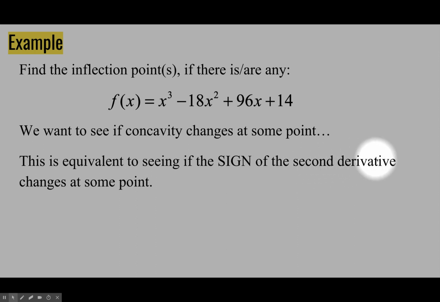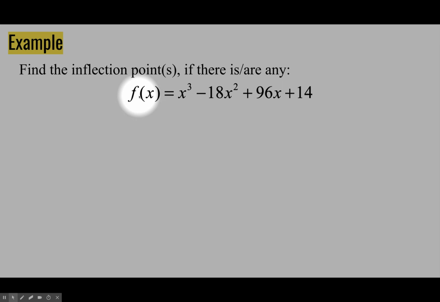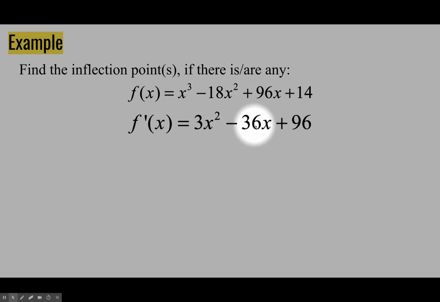So because the second derivative is key here, we're going to start taking some derivatives. Here's our original function. The first derivative looks like this. The derivative of x cubed is 3x squared. The derivative of negative 18x squared is 2 times negative 18, which is negative 36, times x to the 1. The derivative of 96x is 96, and the derivative of this constant is 0.